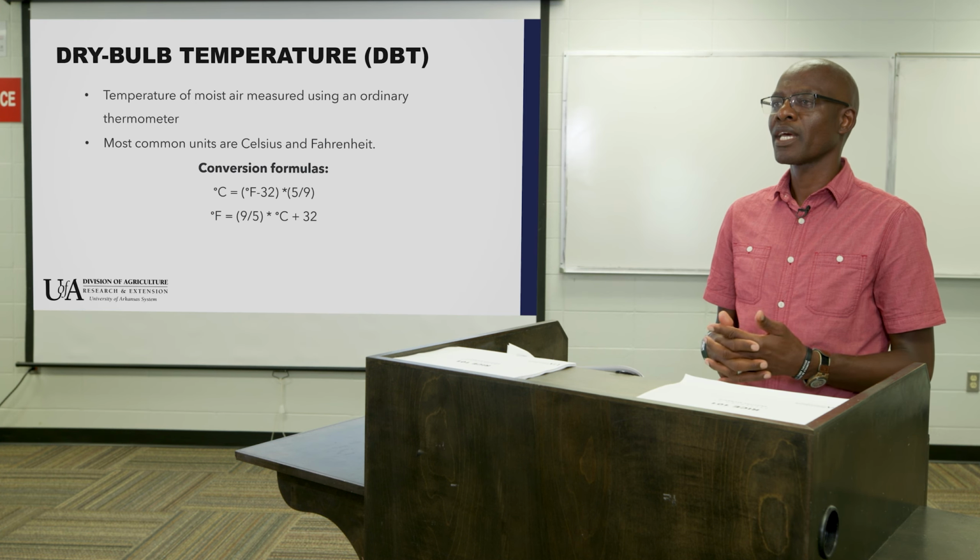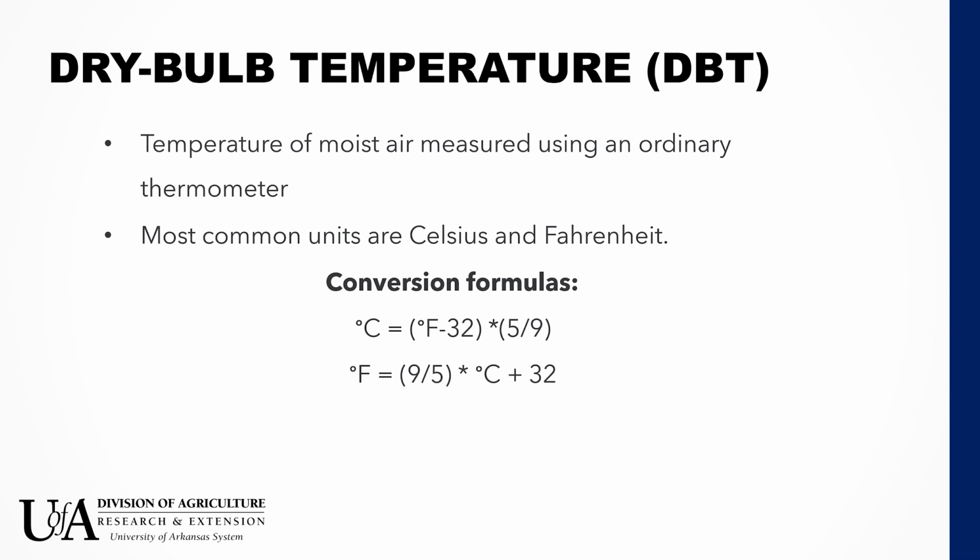I want to start by describing some of the parameters that you typically find in a psychrometric chart and that are very relevant to us when we are dealing with rice drying. The first parameter is the dry bulb temperature. This is the temperature of moist air measured using just an ordinary thermometer. The most common units that we are familiar with are degrees Celsius and degrees Fahrenheit. We can convert one unit to the other using the formulas presented there. We can also express these units in Rankine or Kelvin.